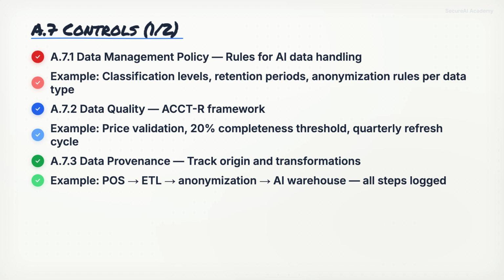Control 3. Data provenance. Track where data came from and how it was transformed. Example, a data lineage diagram shows customer purchase data originates from the point of sale system, is cleaned by an ETL pipeline, joined with product catalog data, and anonymized.